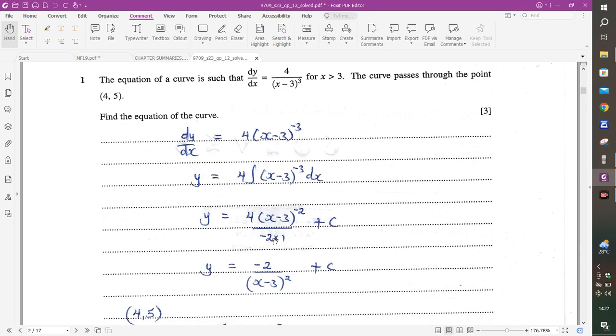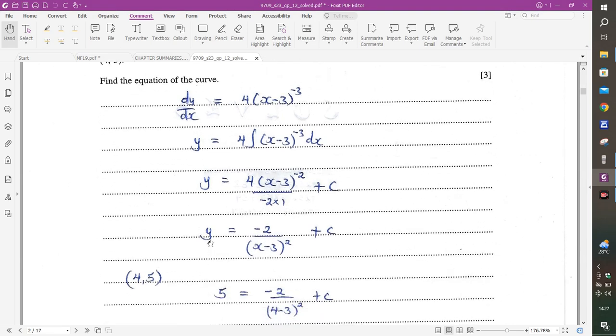So negative 4, when you divide by negative 2, you will get a negative 2. And this power negative 2, we can take it down. When we take it down, now it becomes (x minus 3) to the power of 2. The power becomes positive when it goes down. And then we can substitute. So our y is 5, put a 5 there, and then our x is a 4. So 4 minus 3, automatically you get a 1. Squared is a 1. So negative 2 over 1, that's negative 2.